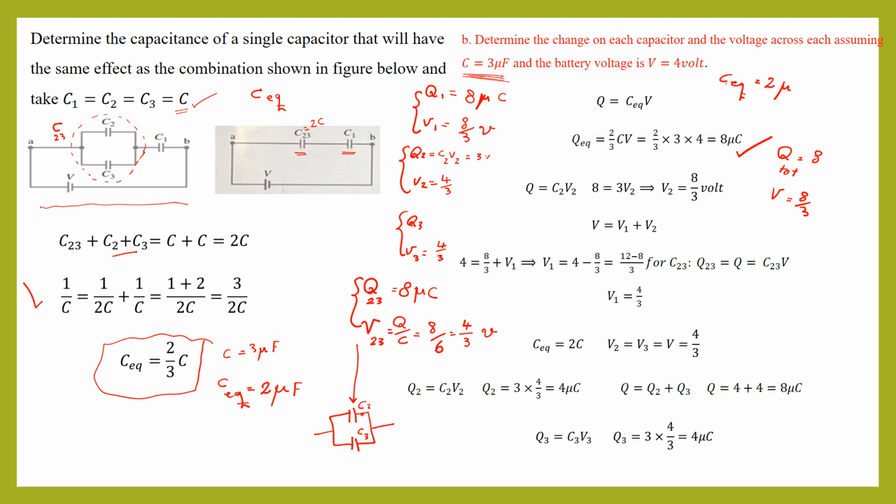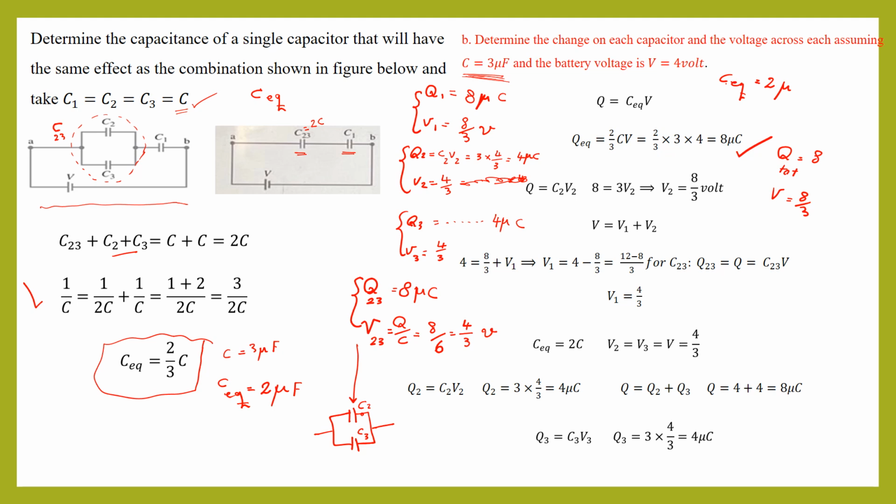C2 is how much? C2 is 3 multiplied by 4 over 3. It gives you 4 microcoulomb of charge existing here. So it is the same scenario since the capacitances are the same. So everybody, what is existing? Oh, sorry, this is about here. Same for the charge: Q3 is 4 microcoulomb.